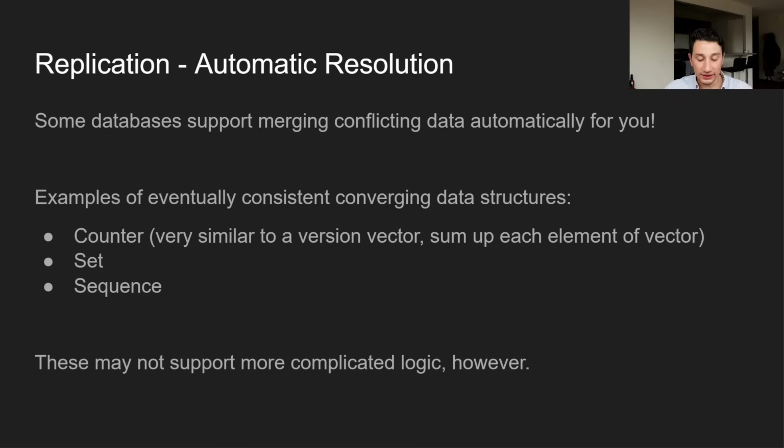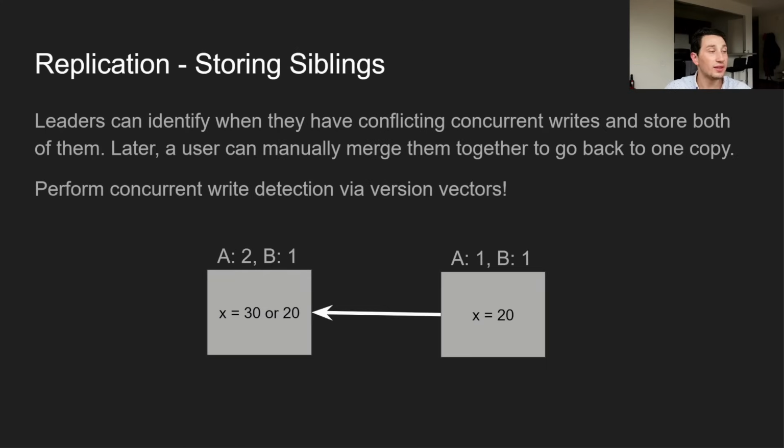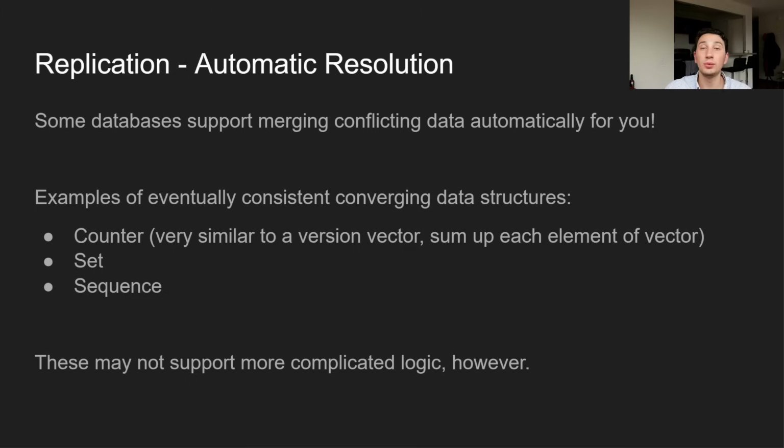If you think about it, to some extent, the version vector that we've seen in the prior slide is a good example of this for building something like a counter, because it tells us how many writes total we've had on each leader, and it's an eventually consistent way of doing so. You can also perform automatic resolution for things like set objects and sequence objects, but of course, these can't get too complicated, right?